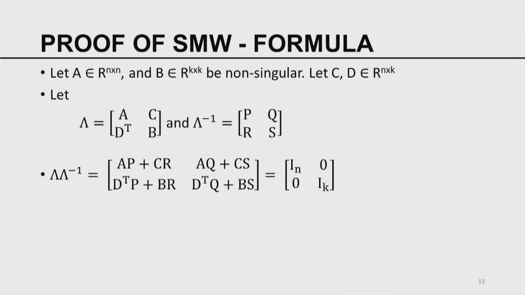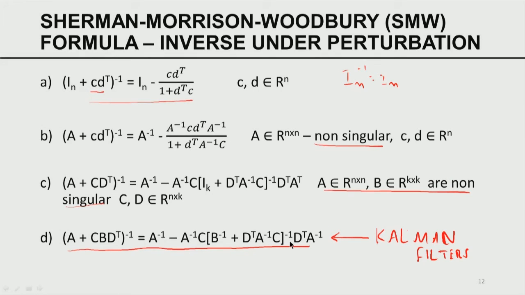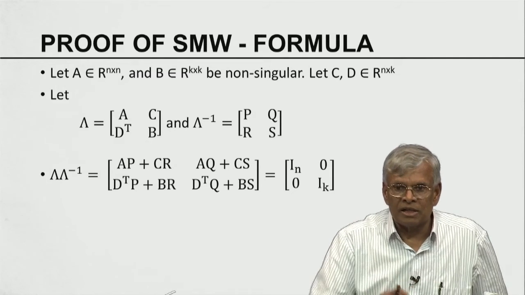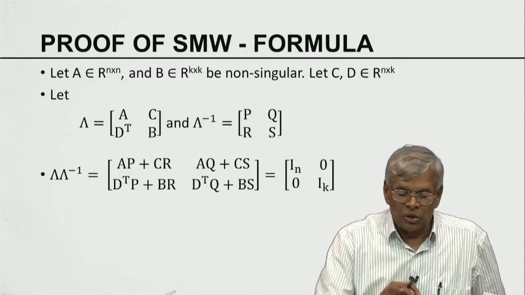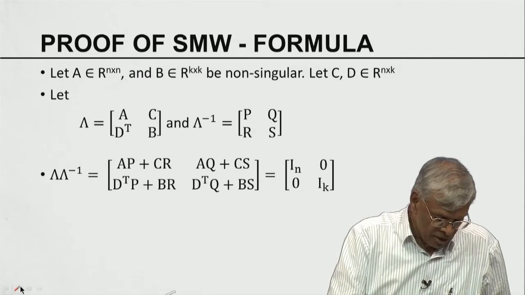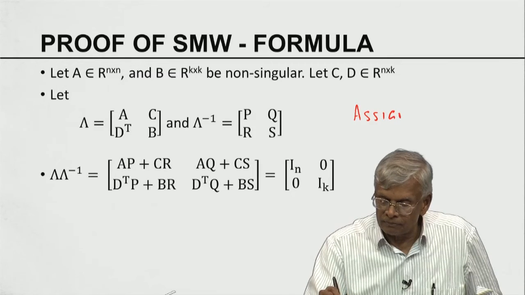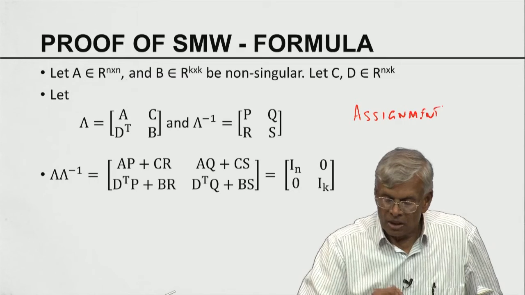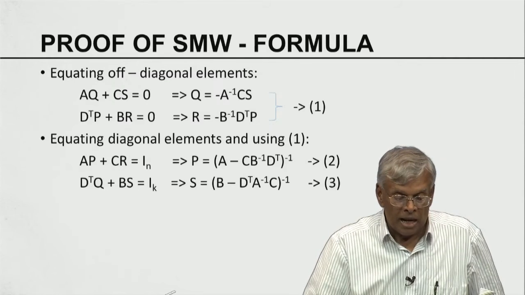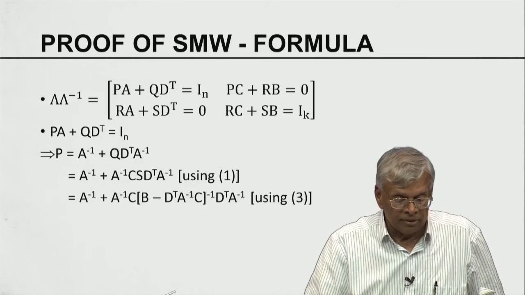I have now given a proof of the Sherman-Morrison-Woodbury formula. Look at this: D is the generalized version of the formula. I'm not going to go over the proof, because it is given in extremely simple steps. I'm going to leave the proof as a reading assignment. I would like you to read the proof as an assignment. I have given it in extreme detail, and all the derivations are given.